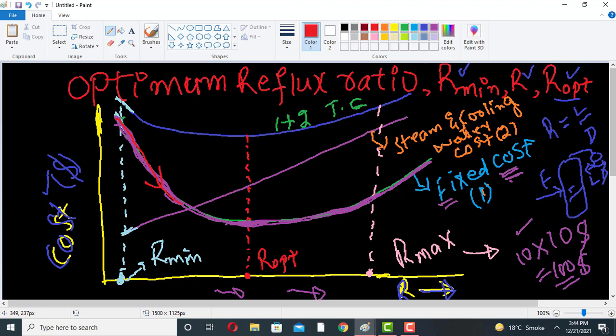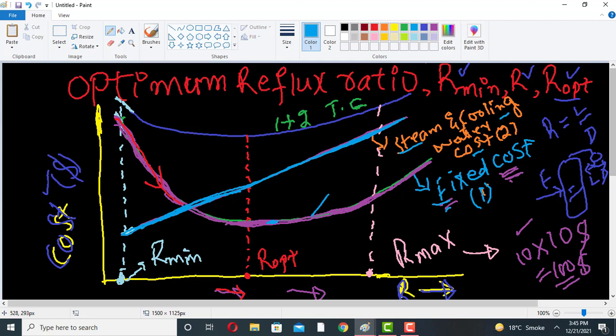Similarly, when we increase the reflux ratio, there is another graph, which is the steam cost and the cooling water cost. As we increase the reflux ratio, the height of the distillation column decreases and the fixed cost decreases, but the cost of the condenser and the cost of the reboiler will increase.